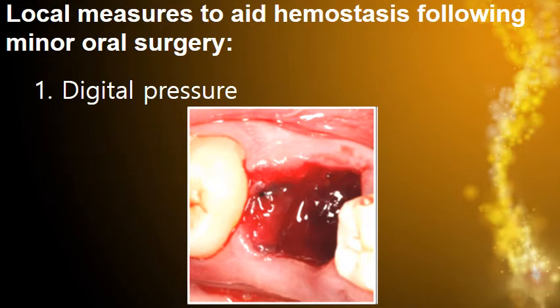So we know the hemostasis, what is the hemorrhage, what is the normal mechanism of hemostasis, what are the types of hemorrhage. Now every dentist should know what to do when I have bleeding, when I have hemorrhage. The local measures to aid hemostasis following minor oral surgery.